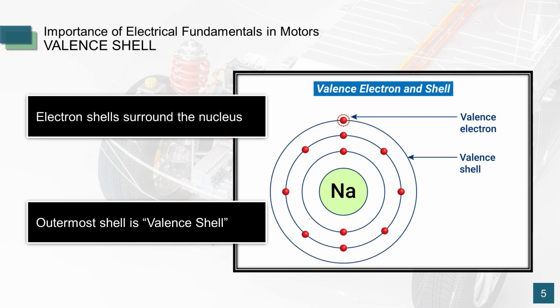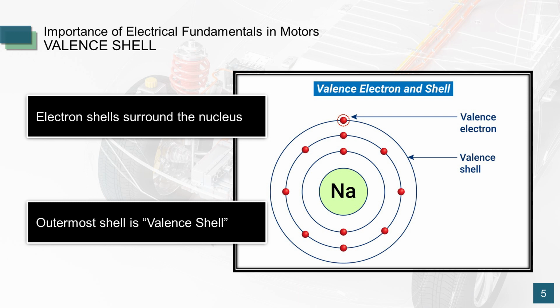Imagine the atom like an onion, with layers called electron shells surrounding the nucleus. Each shell holds a specific number of electrons. The outermost shell, called the valence shell, is the most important. This shell is important as it determines the substance's conductivity, insulation properties, or potential as a semiconductor.